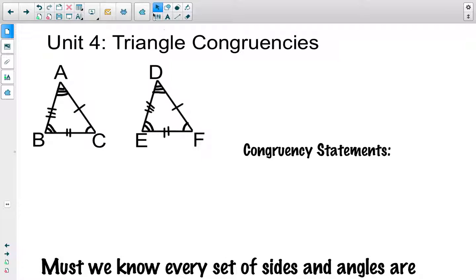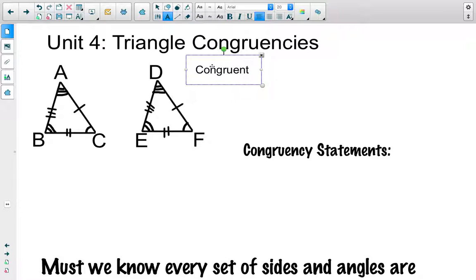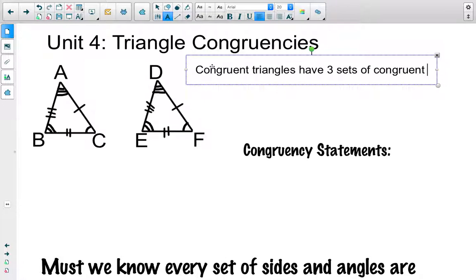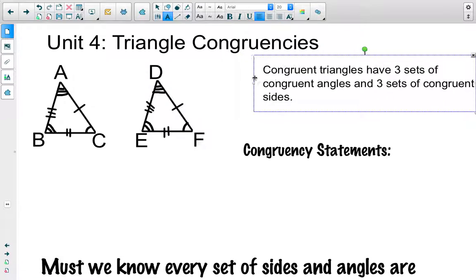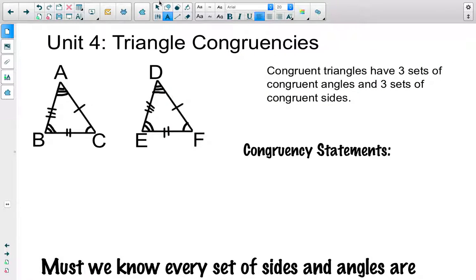Okay, so first things first, we'll start with just some basic ideas here. So basically, we're going to say congruent triangles have three sets of congruent angles and three sets of congruent sides. And you can see that in this picture. So these two triangles here have to be congruent because of the markings.